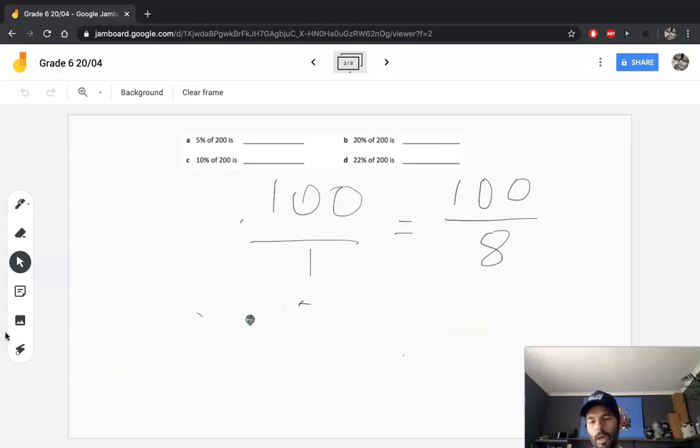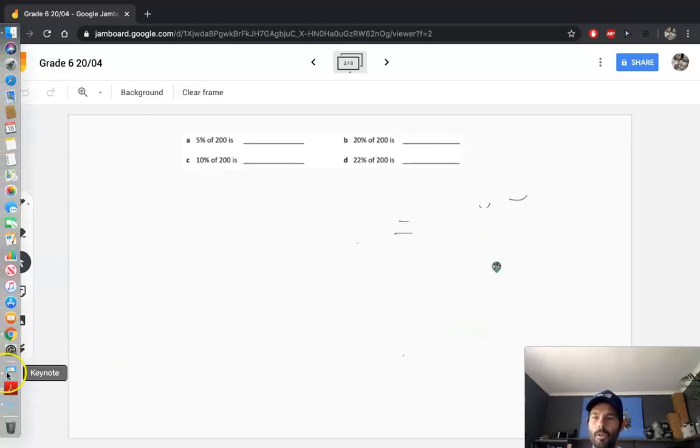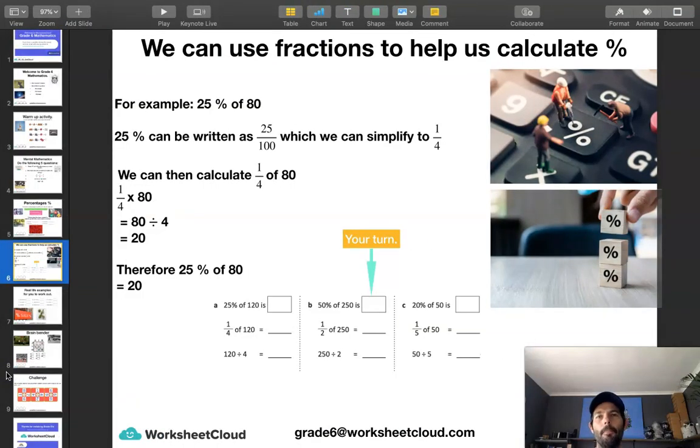Okay, so back to the presentation. We can use fractions to help us calculate percentages, as we've already discussed. So, for example, 25% of 80, we know that 25% can be written as 25 over 100, and we can simplify that to 1/4. So now I just need to say what is 1/4 of 80, which we know is 80 divided by 4, which is 20.